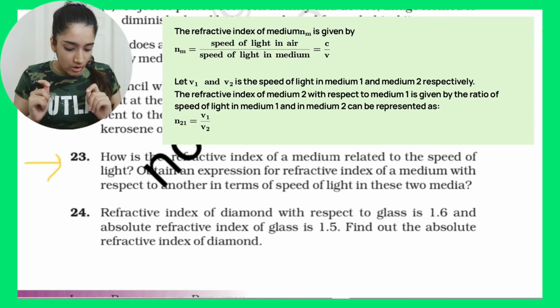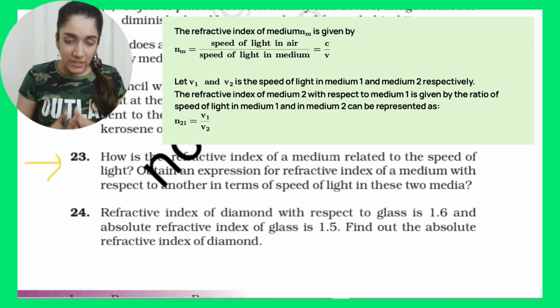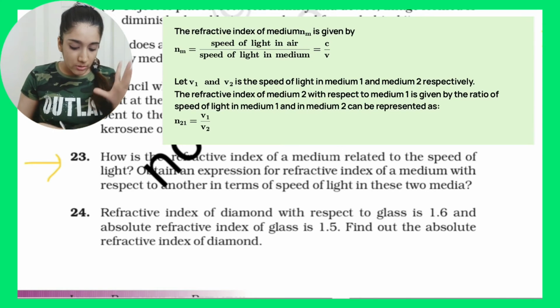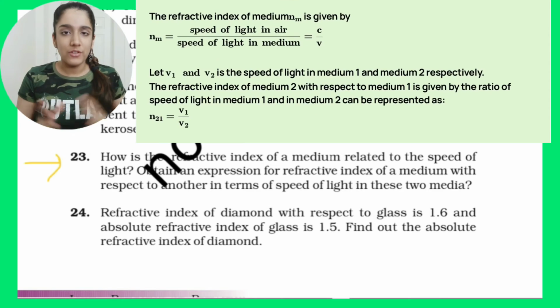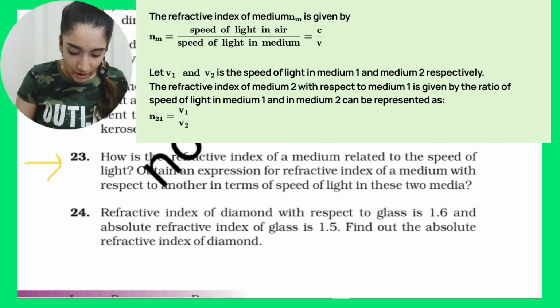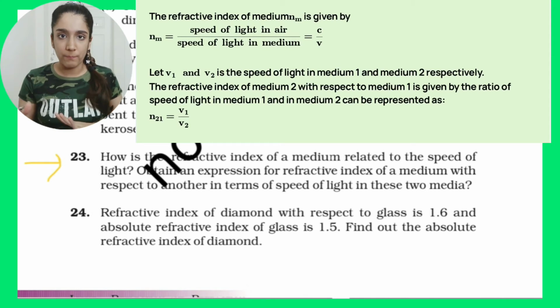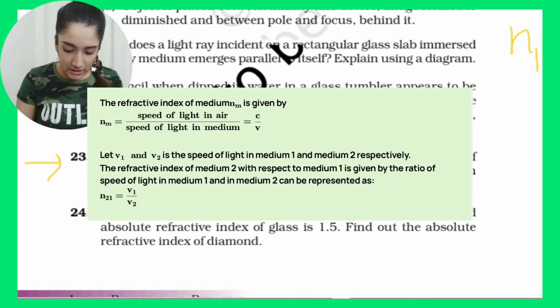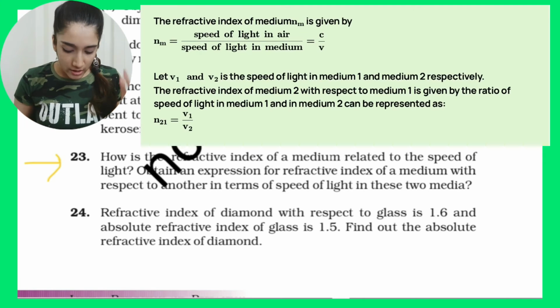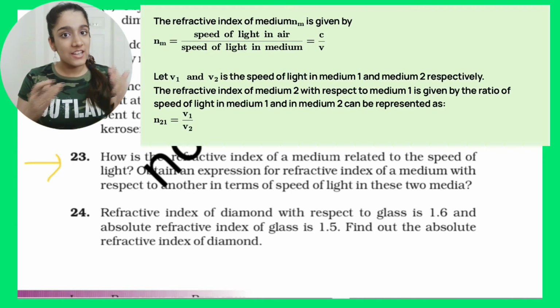Then the next part says obtain an expression for refractive index of a medium with respect to another in terms of speed of light in these two medium. So you can just relate this with another example. Say suppose this is refractive index of medium 1 with respect to air, which is C by V1. Now I am taking medium 2, and this will also be C by V2. Here V1 is the speed of light in medium 1, and medium 2's speed of light is V2. Now you can just deduce the formula by just dividing these two.